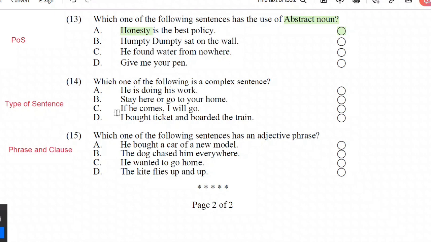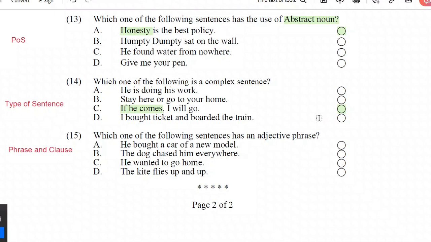Now look, if he comes. This is the example of a complex sentence because if he comes is not conveying the complete meaning. I will go. I will go is conveying complete meaning. This is the independent clause and this is the dependent clause. I bought a ticket and boarded the train. This is again an example of a simple sentence.